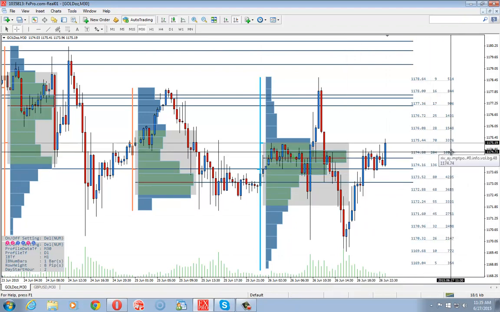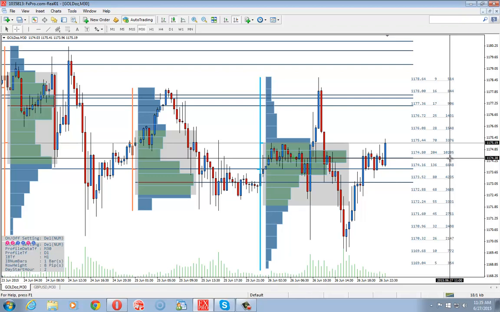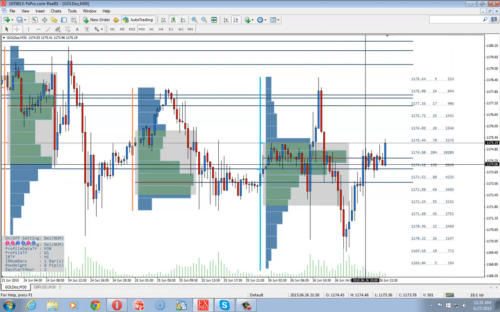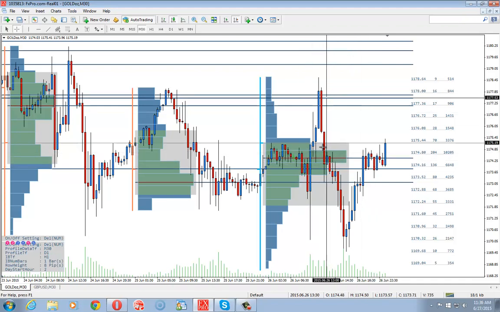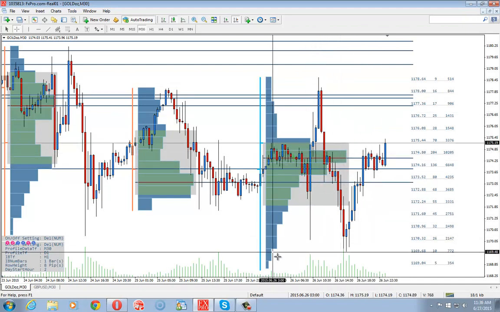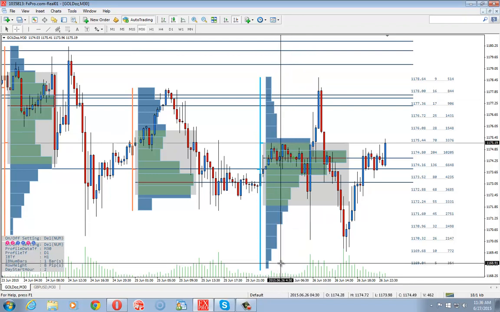And obviously this was the point of control for the day, so within this zone here, and that's what's labeled here. So you can actually see this area would have naturally formed some kind of holding point, but in this case, price traded quite freely, suggesting that both buyers and sellers were active in this market.